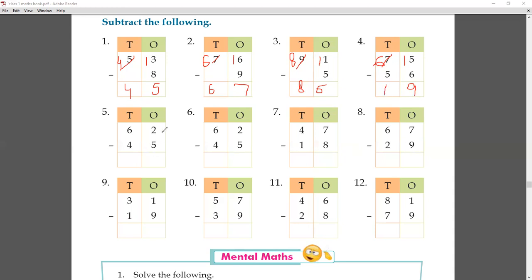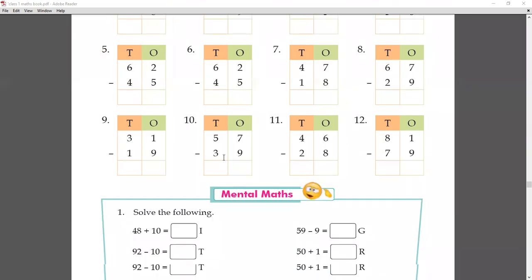Now next is 2 and 5. Again, we carry 1 from the tens place. So 12. 12 minus 5 is equal to 7. And what comes before 6? 5. 5 minus 4. Yes, take your 5 fingers, put down your 4 fingers. How many fingers are left? 1. So we write 1 here. 17. Our answer is 17. I hope you understood this.